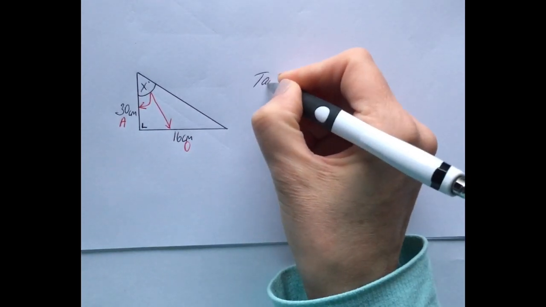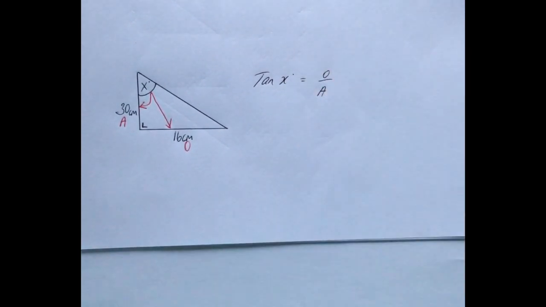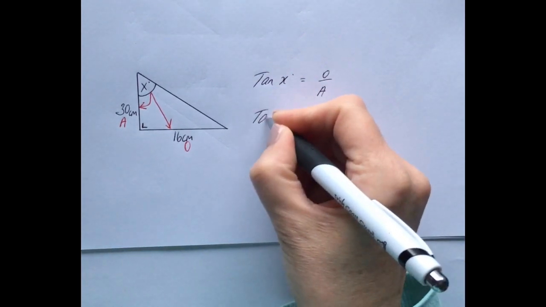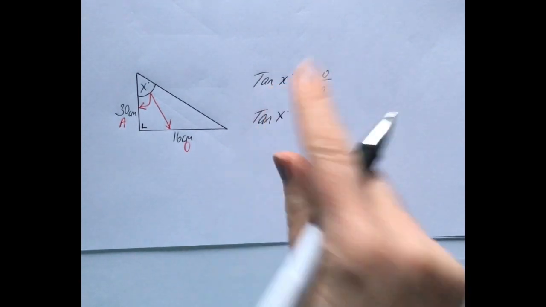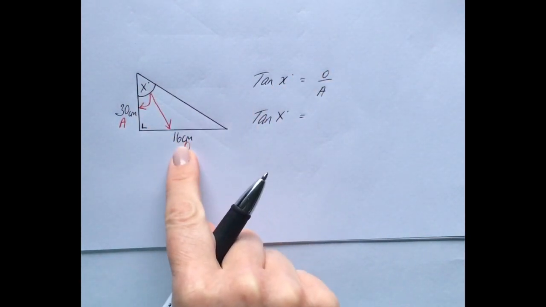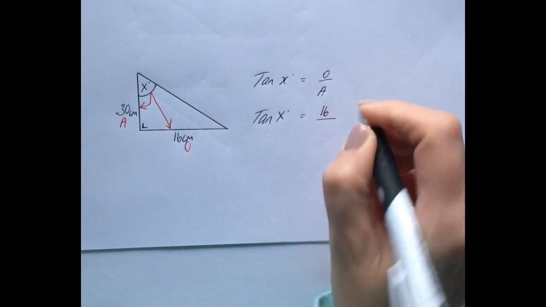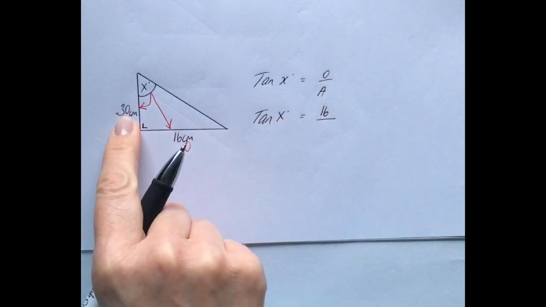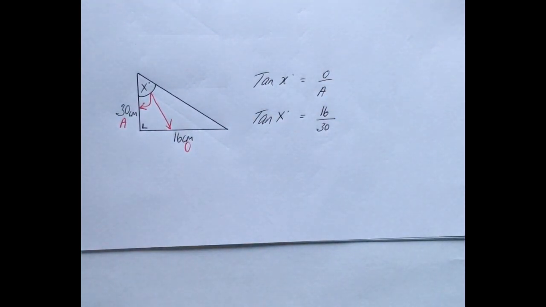So write that down for ourselves. Tan of the angle is equal to the opposite over the adjacent. Right, let's fill in what we know. So the angle here is labeled a capital X, so I'll put that in for the angle, equals the opposite side is directly opposite there, and that of course is 16, divide by the adjacent side, which is this one here, which of course is 30. So there we go. Tan X is equal to 16 over 30.